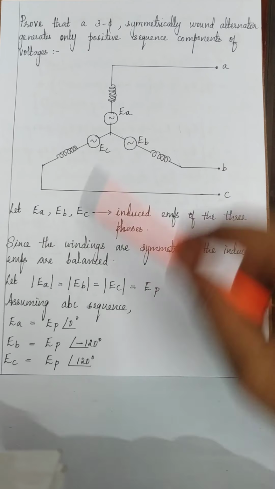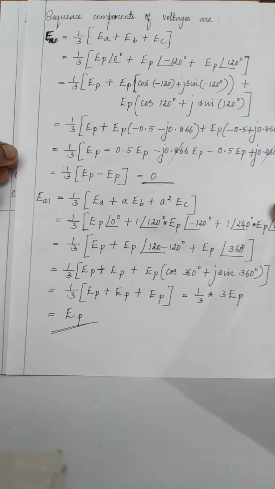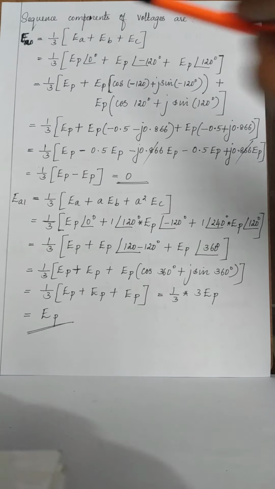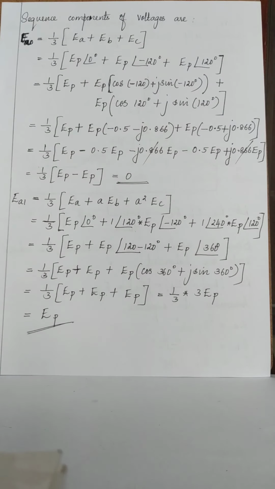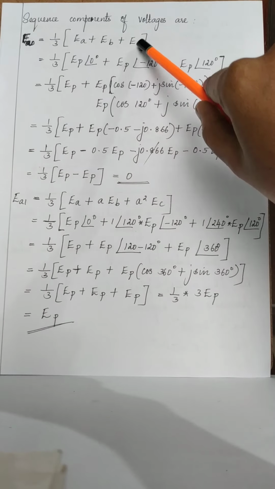We have written this so many times. Now the sequence components of voltages are found. The zero sequence component of the induced EMFs, EA0, is equal to 1 by 3 of EA plus EB plus EC. These equations are taken from the derivation for writing the symmetrical components in terms of the phase voltages. So substitute for EA, EB and EC.